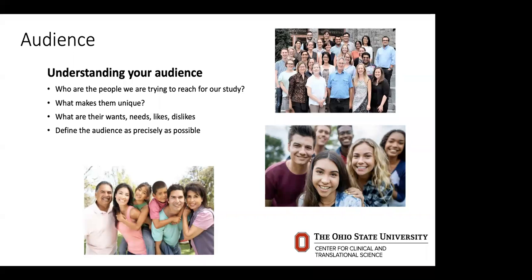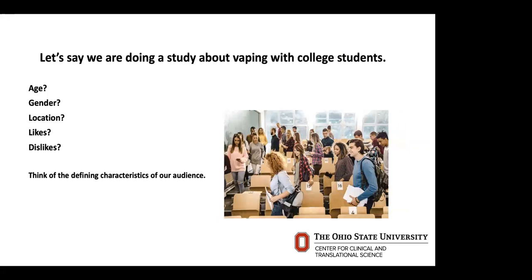So we should be thinking about what makes our audience unique. What are their wants, likes, dislikes, demographic information. And we want to define this audience as completely as possible. This can be kind of difficult though, because if you can imagine a vaping study, a study about college students, it's hard to define college students as an aggregate sort of thing, because there are different types of college students, older, younger.